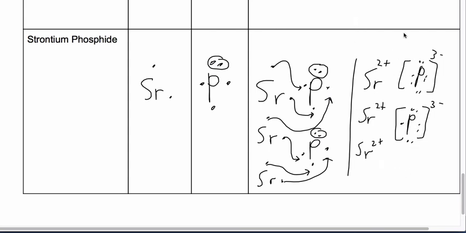Plus 6, minus 6. And this attraction is an ionic bond because we had a full transfer of electrons. God, my handwriting is horrible. How do you guys even deal with me?